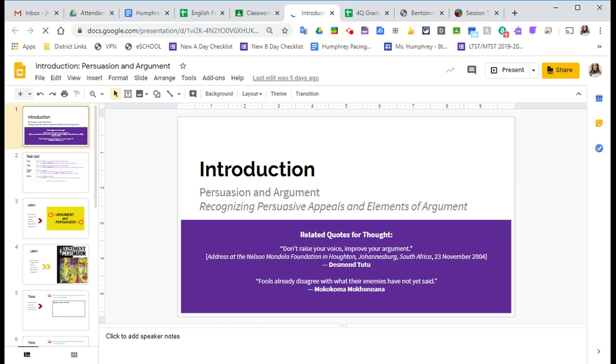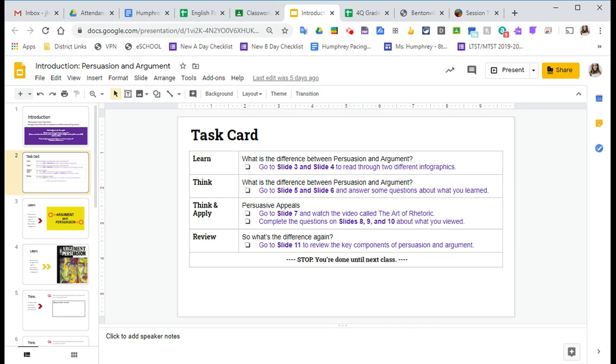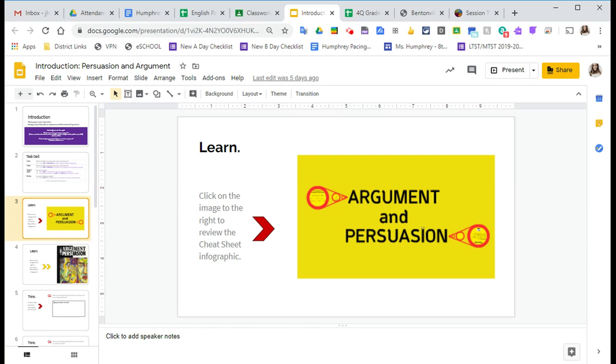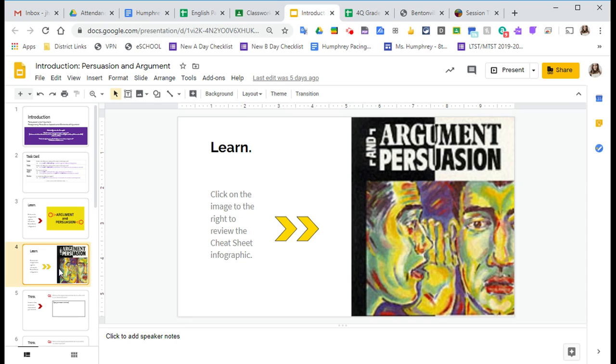So we're switching gears, obviously, from our lit books at this point. And so the way that the slides are set up, you've got your first slide that tells you what it is. You have a task card slide that is kind of letting you know where your thinking is going. For the third slide here in this introduction part, you should have looked at the infographic that was attached to this image that talks about kind of the differences between argument and persuasion, how they're different. The fourth slide had another infographic to look at. They were kind of similar, but they had some different things that were important for you to notice.